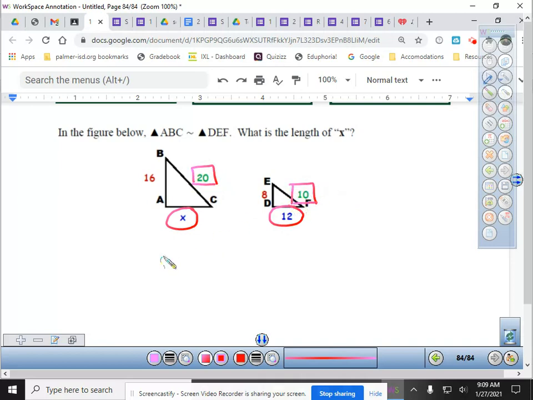Anyone want to try to write what the proportion looks like? Go ahead, Kyle. 20 over 10. You can do it that way, but I like to put the shapes here. Then 20 over X equals 10 over 12. That's it. You can do it like this. Where does the X go? You will get the same answer.